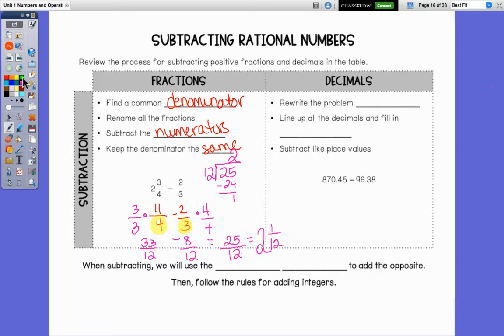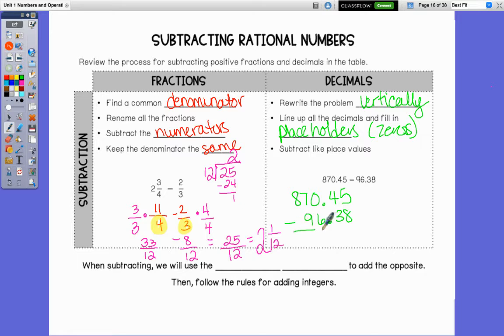So when we do decimals, we rewrite the problem vertically. We line up all the decimals and fill in our placeholders. Placeholders are just better known as zeros. So we're going to subtract. I'm going to write 870 decimal 45. I'm going to subtract 96 decimal 38. We do not need any placeholders here because they are all the same.